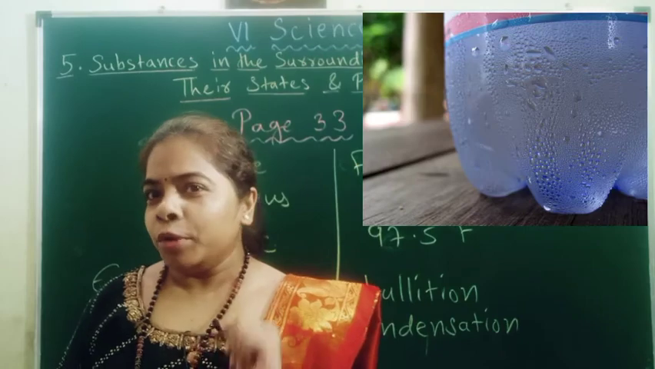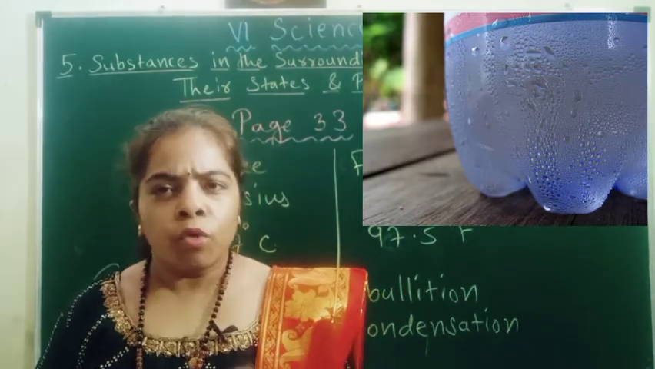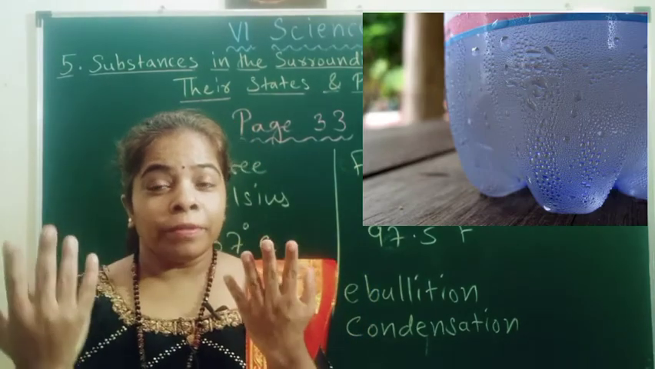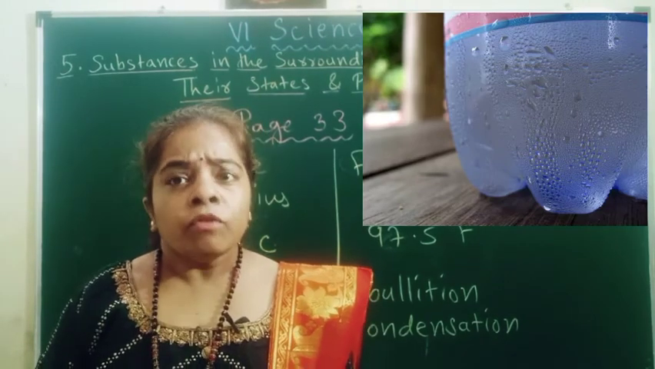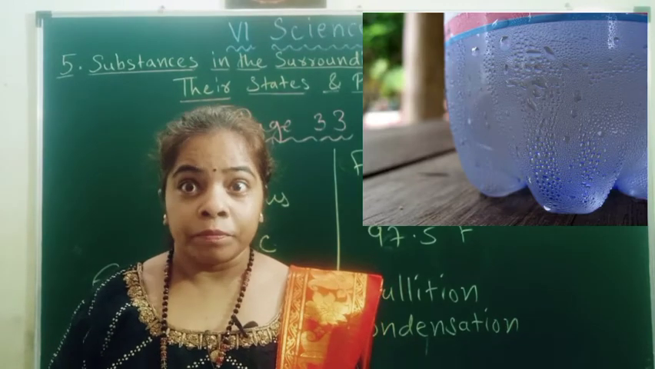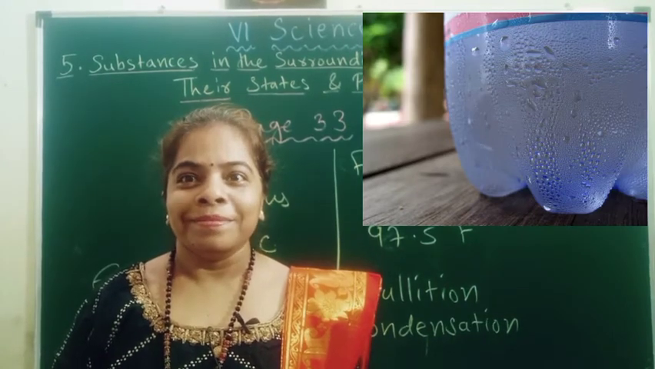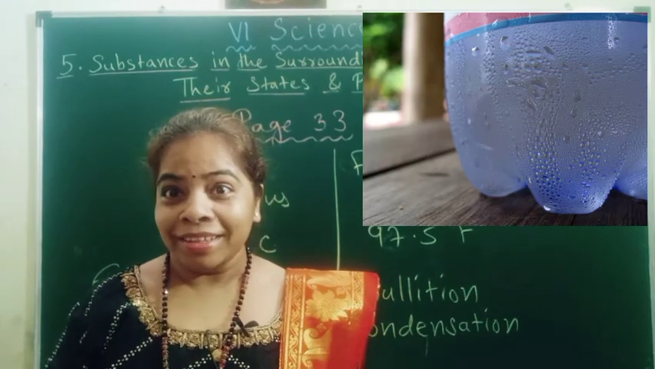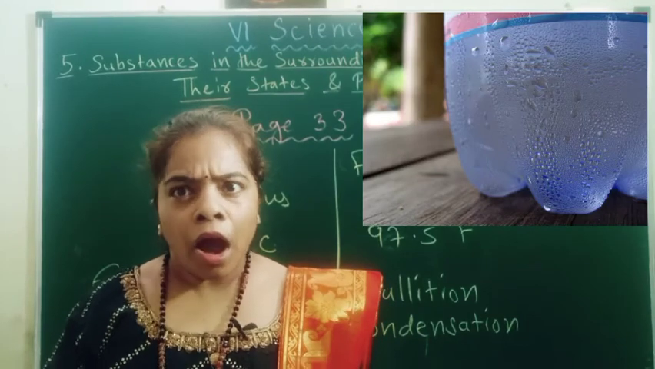One more example of condensation I will give, children. If you take a water bottle from a refrigerator and keep it outside, what will happen? You will see that after some time water has formed on the outside of the bottle. From where did this water come? Has the bottle leaked? Has the bottle blasted? From where has the water come? That water has not come from inside the bottle. That water has come from outside only. How from outside?